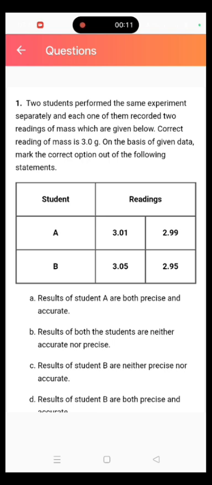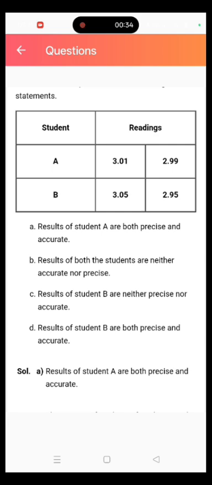so the question is: students perform the same experiment separately, and each one of them recorded two readings of mass, which are given below. Correct reading of mass is 3.0 gram. On the basis of the given data, mark the correct option out of the following statements. Student A got two readings, 3.01 and 2.99, and B got 3.05 and 2.95.